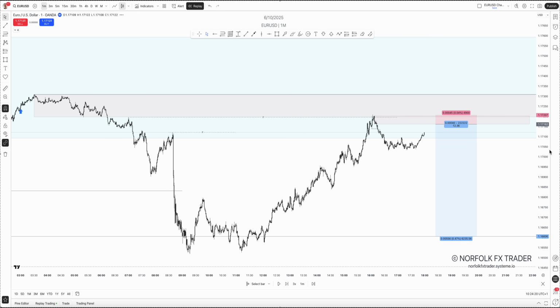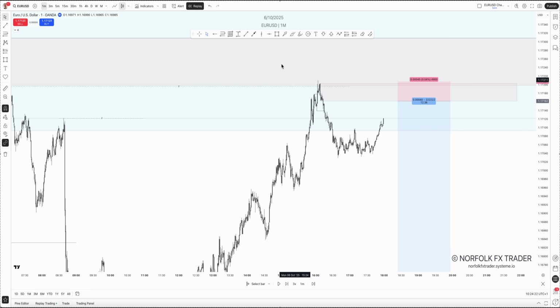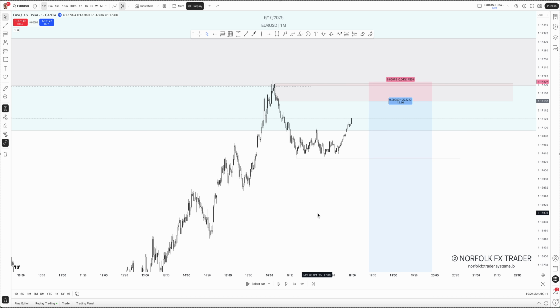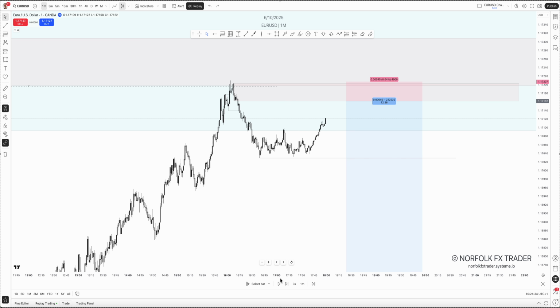Now before this, where we see the pullback, I'm going to mark it off from this low here in the market. What this is going to be is a fabulous area to look for a first target. The reason you're going to do this is to take some risk off the trade. So let's play this, actually let me speed this up. Let's go full on 10 so we can see the way this works.